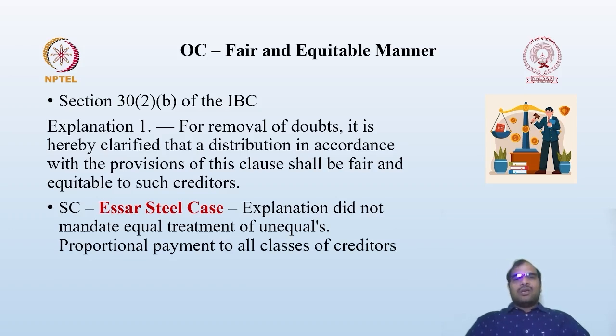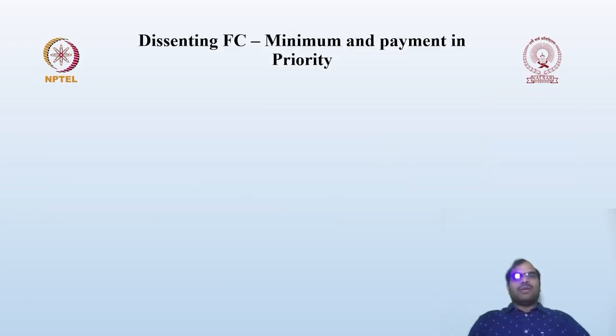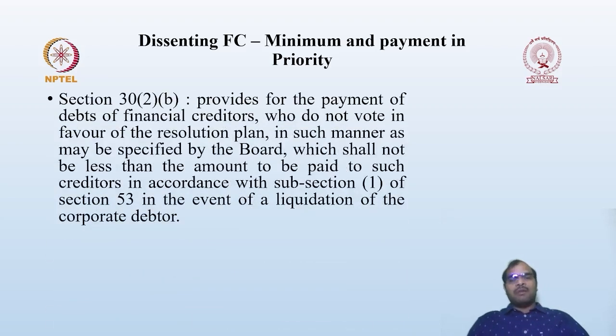Suppose I am making payment to the extent of 30% to one class, then to another class also I am supposed to pay 30%. All the creditors may not be treated the same, but within each and every class I should treat them equally. Then, dissenting financial creditors, as we have already discussed: in the case of dissenting financial creditors also, you are expected to provide minimum payment and payment in priority.